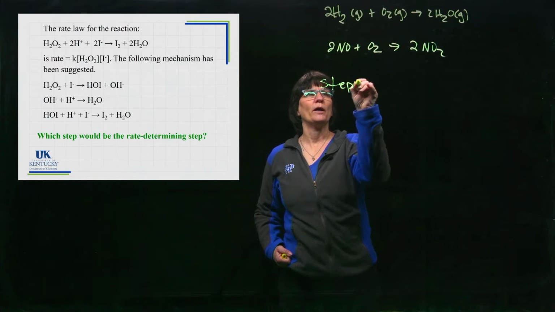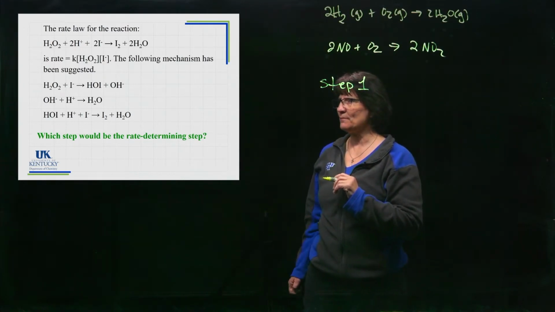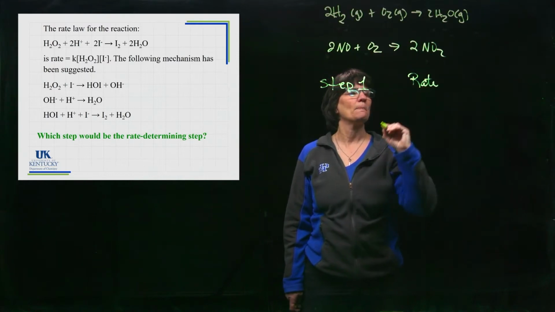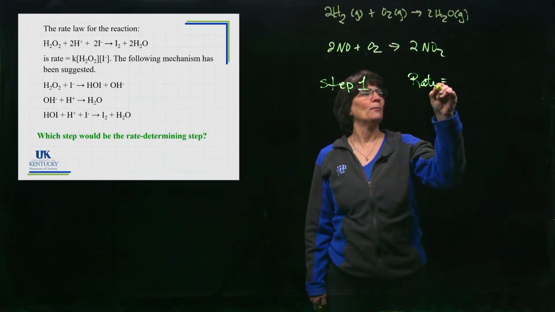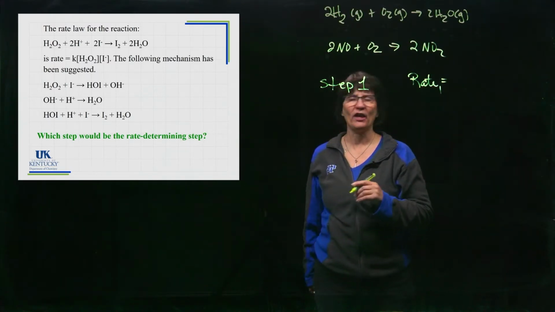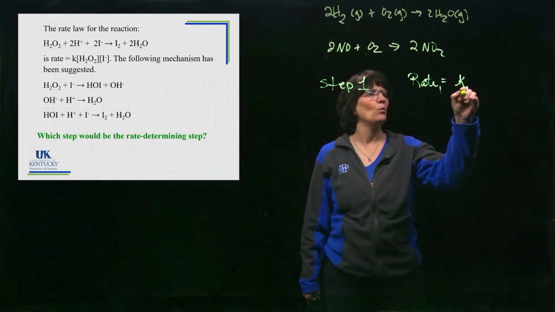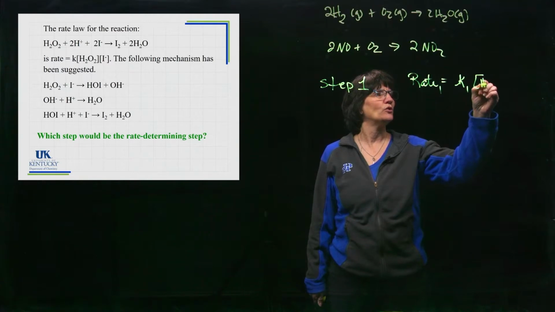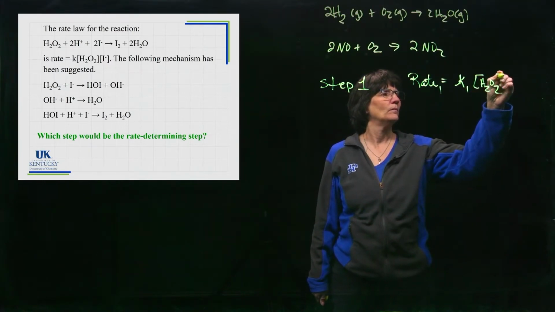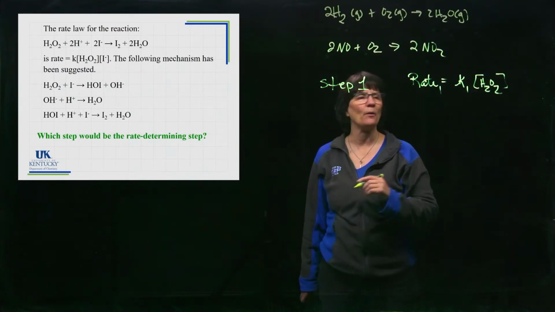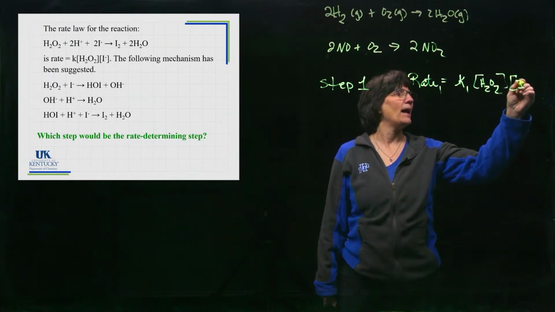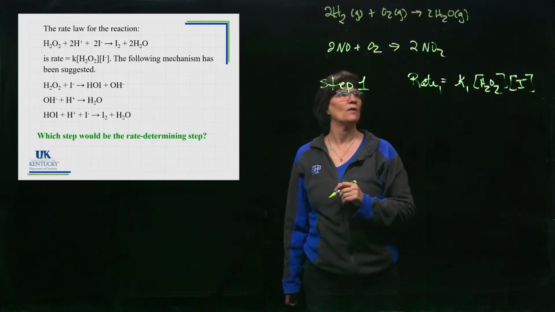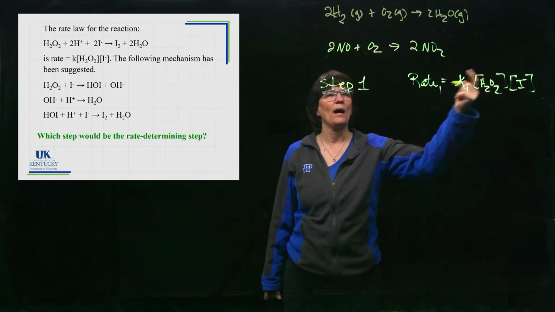So, step 1. We look at the elementary step number 1. The rate law would look like this. Rate is equal to, and I'm going to call it 1 for the first step, and I'm going to call this K1 for the first rate constant. It's going to be H2O2, okay, to the first power, and I minus to the first power. I use the coefficients to be the powers.